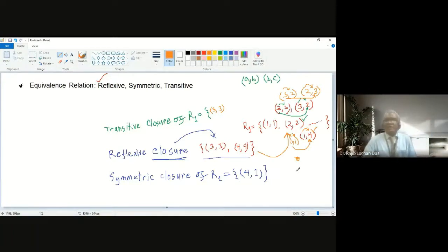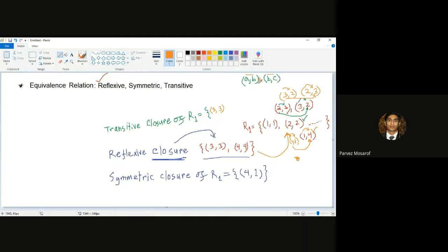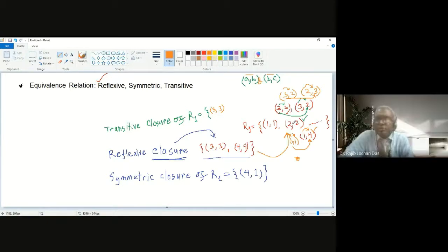Serial pair, anything else? Do you have a similar pair like AB and BC? Do you have any other two pairs like this? Sir, 2, 2, 2, 3. Yes, you are right. So 2, 2, then the second pair is 2, 3. Then what will be the third pair? 2, 3 is already here. So no problem, it is here. You understand?